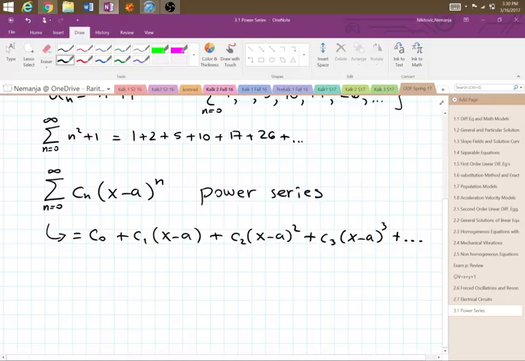Now, power series are extremely important to us because, using the Taylor polynomial, the Taylor expansion, we are able to take any function, well, not really any, but a good amount of them, and write it as a power series.